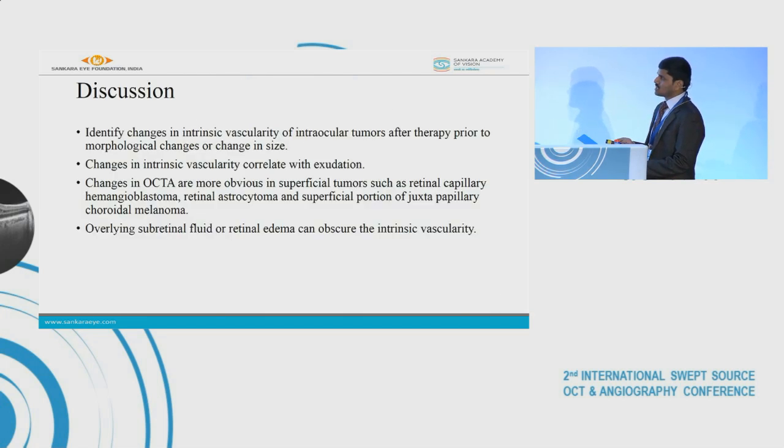So to summarize, OCT-A does help in identifying changes in intrinsic vascularity of the intraocular tumors after treatment, even prior to the changes in morphology or change in size. It also helps in identifying in detail the superficial tumors such as the retinal capillary hemangioblastoma, retinal astrocytoma, and superficial portion of juxtapapillary melanoma rather than the deeper tumors. The changes in intrinsic vascularity of the tumor correlate with exudation. Presence of overlying subretinal fluid or retinal edema can obscure the intrinsic vascularity.